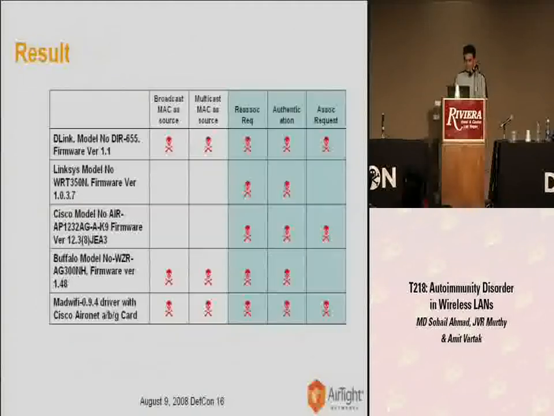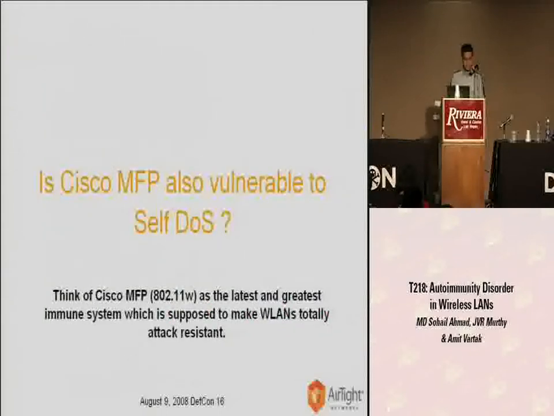When we tested these attribute-based attacks against these access points, we found that all of these access points are vulnerable to self-DoS. Now the question that came to our mind is, what about Cisco MFP? Is Cisco MFP also vulnerable to self-DoS? Let's try to understand it.